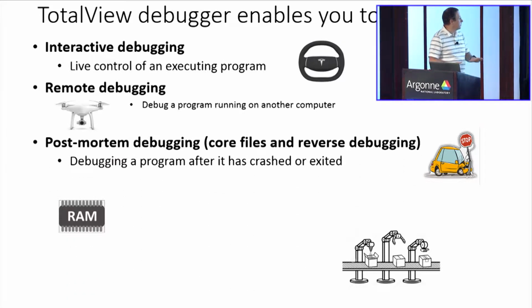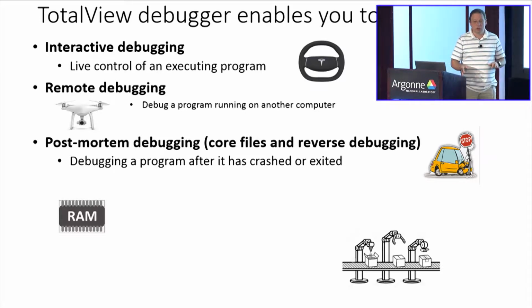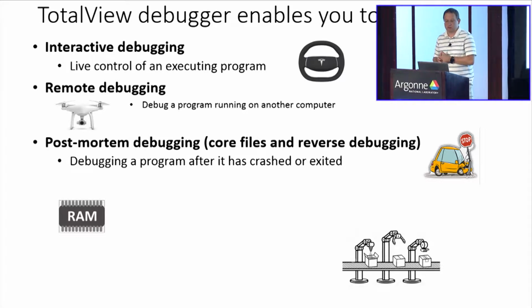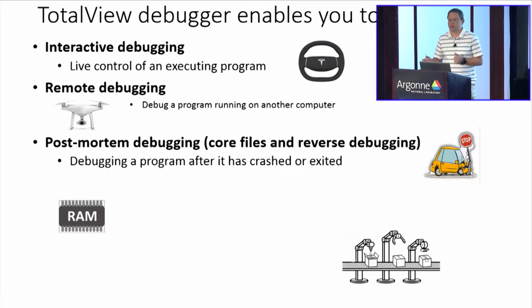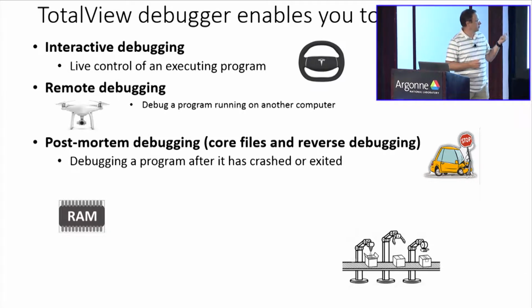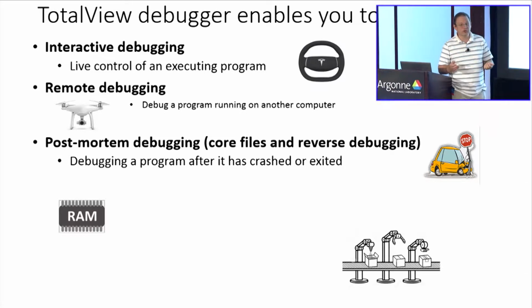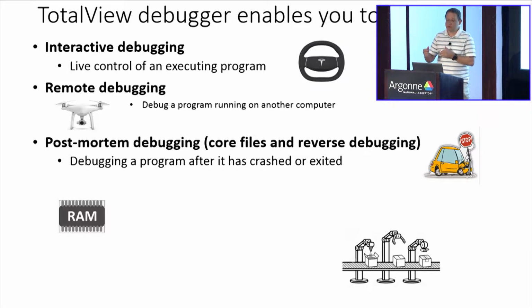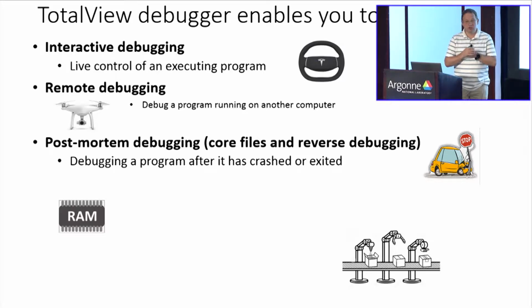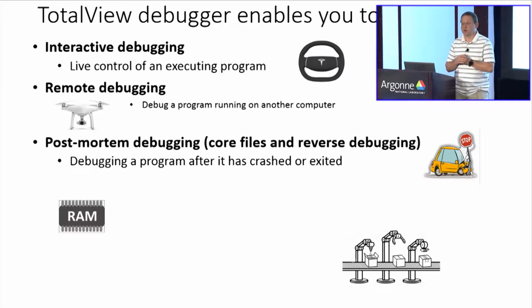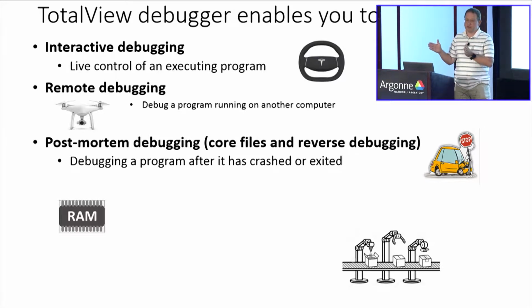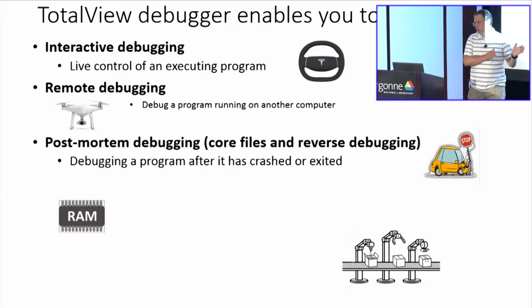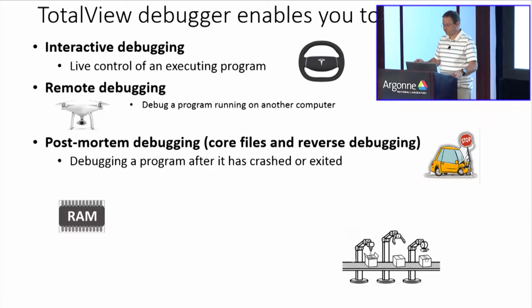Postmortem debugging is also very important when you don't have the ability to do interactive debugging, or all you have is a core dump. The debugger allows you to load this core and analyze what happened. Going a little further, we also have a unique capability to do reverse debugging, and I will talk more about it. You load your program and then debug backwards, so you can debug in two directions.